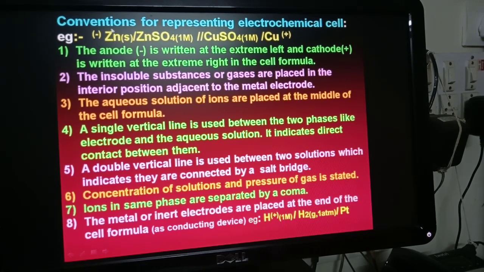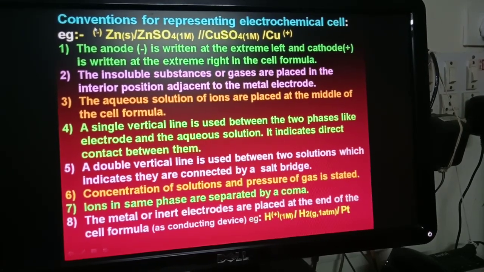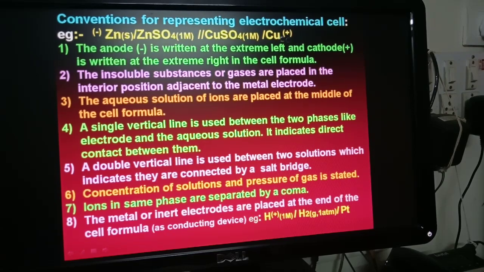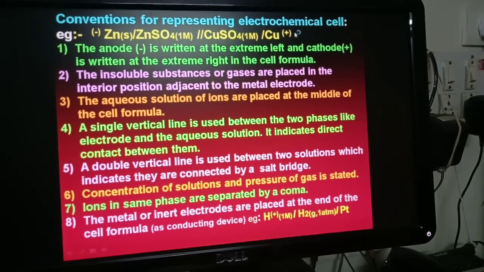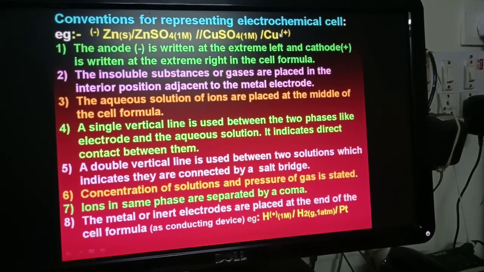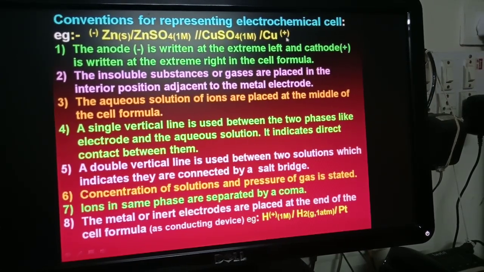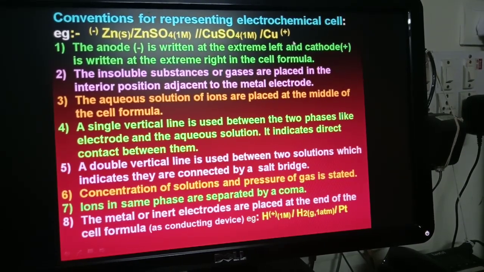That electrode which is written on the left side, although connected to the negative terminal, plays the role of anode. And that electrode which is written on the extreme right side, connected to the positive terminal, plays the role of cathode.